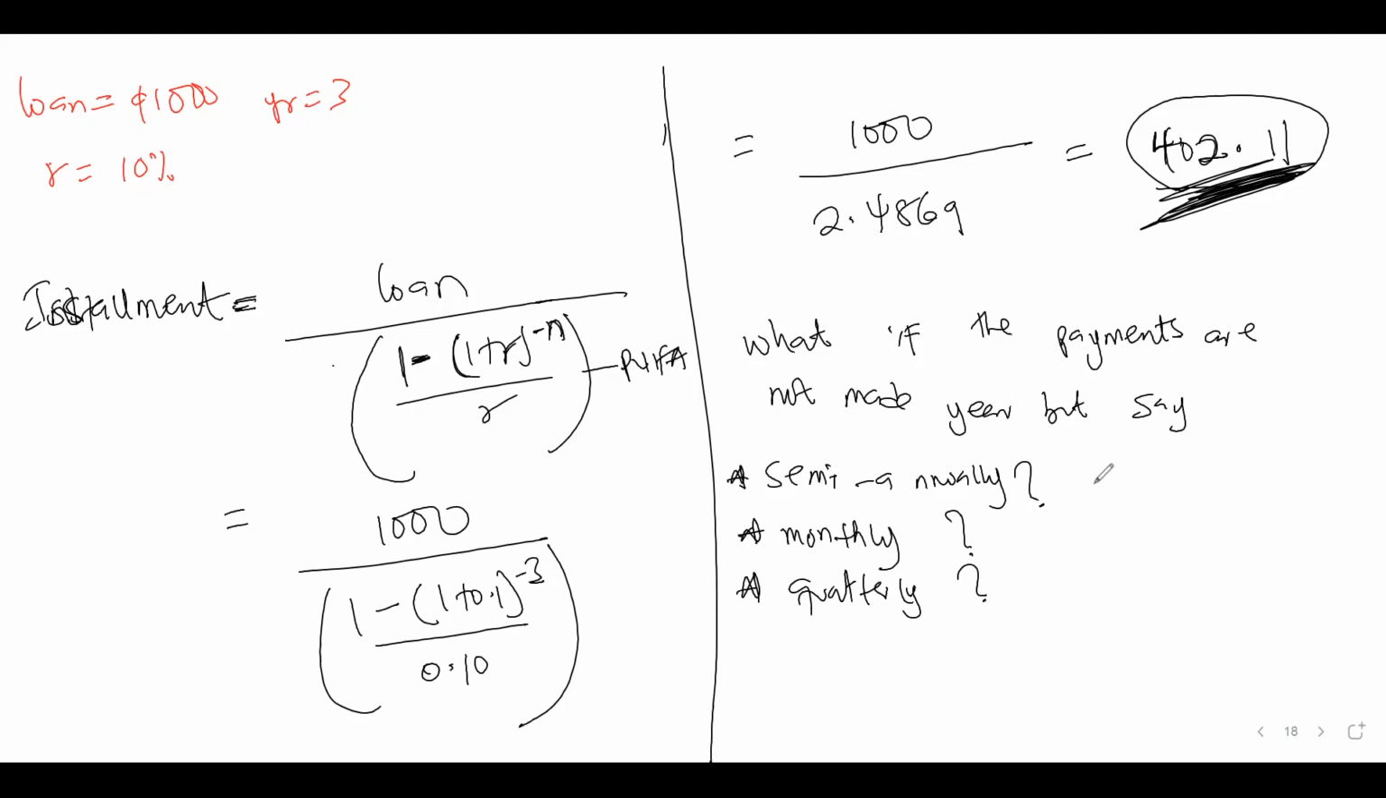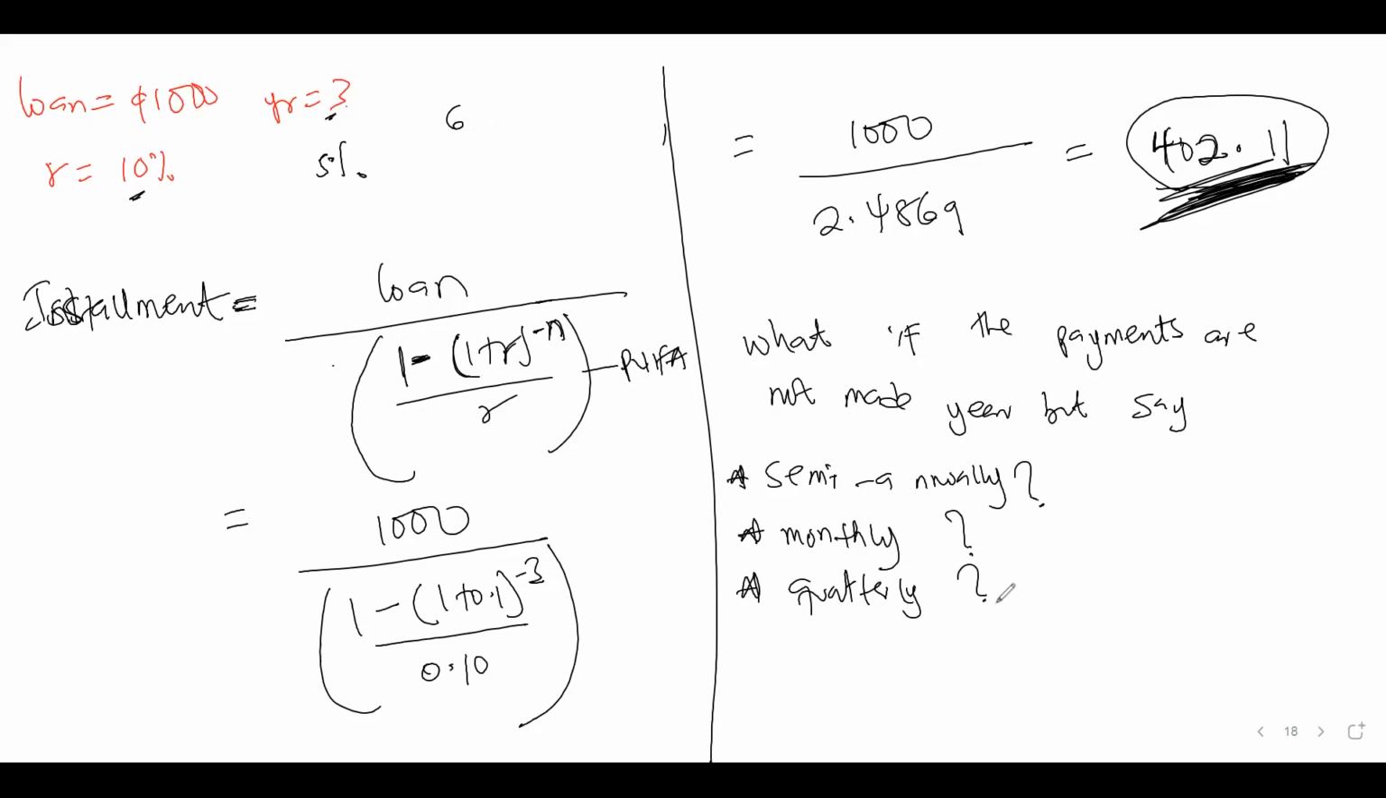If I'm paying semi-annually, this 10% will now become 5%, because 10% is for the year. And then the number of years will now become 6, because there are 6 semi-annuals in 3 years.